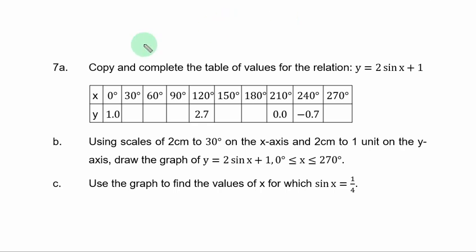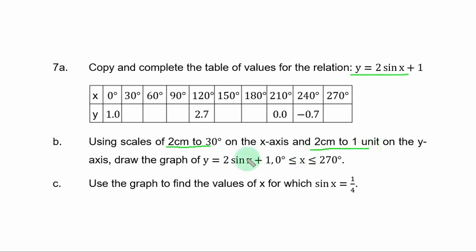Question 7a, copy and complete the table of values for the relation y equals 2 sin s plus 1. You have the table of values with some missing y values, and of course you are expected to get them. Using scales of 2 cm to 30 degrees on the x-axis and 2 cm to 1 unit on the y-axis.